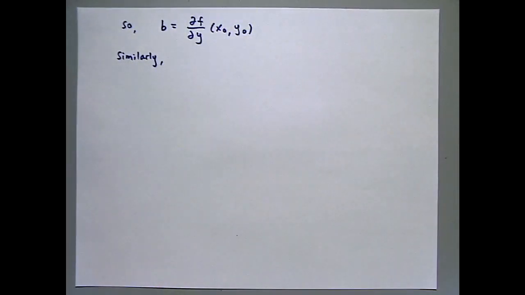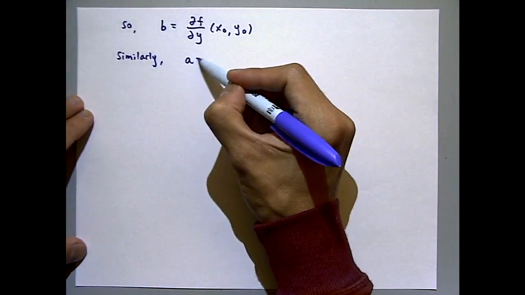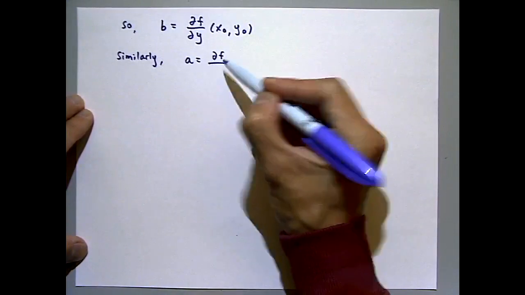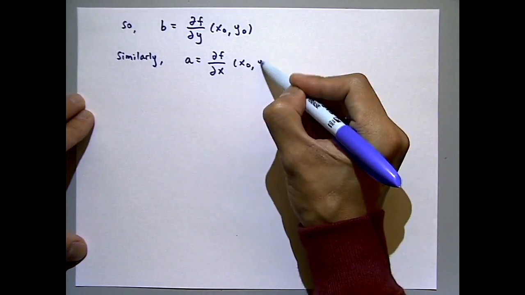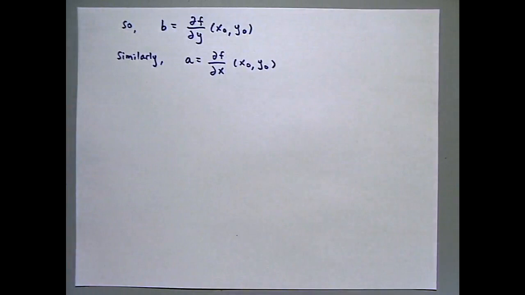Similarly, if you switch the roles of the variables around and look at the trace for y equal to y0, you'll find out that a turns out to be the partial derivative of f, z, with respect to x at x0, y0. All right, so to recap here, we wrote an equation for just any given plane. And then we look at the trace of the surface, and then we solve for one of the two variables, and it turns out to be the same as the partial derivative.